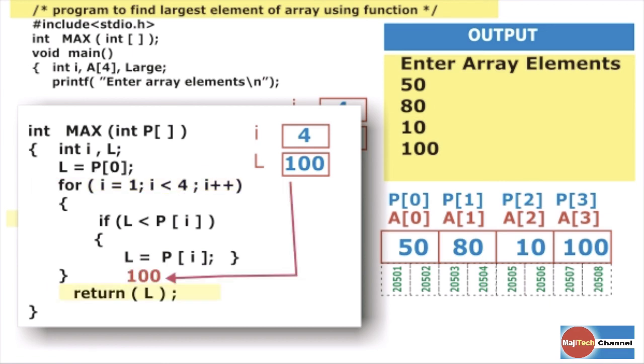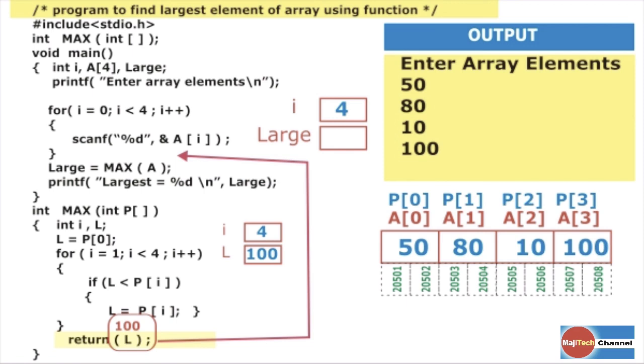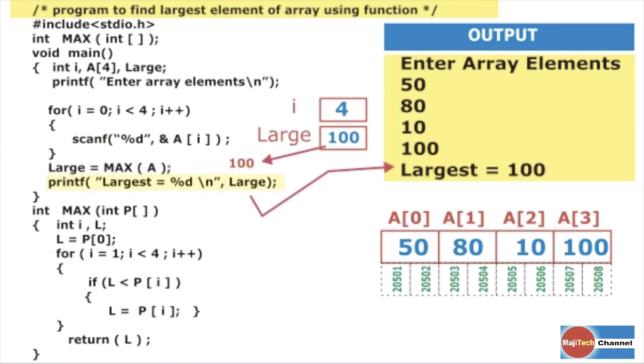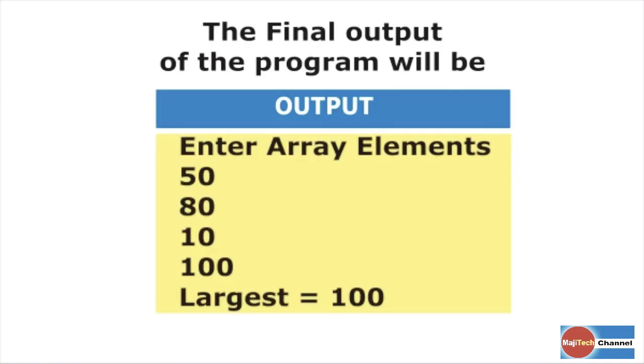Return l, that is return 100. This return value replaces the max function call. 100 will be copied to variable large. This statement will print the message largest is equal to large, that is 100. The final output of the program will be: enter array elements 50, 80, 10, 100. Largest is equal to 100.